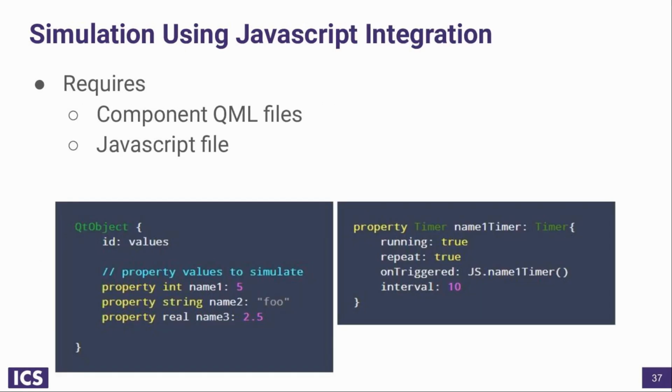So when a developer is using the JavaScript integration, this process involves obviously those JavaScript files that contain the mock data. In this case, for example, we create a JavaScript function which is called by a timer after every 10 milliseconds to generate data. As you can see in the example, there is a property timer, which is obviously a timer type, and it is run continuously. And on triggering, a JavaScript function called name1timer is called after every 10 millisecond interval.